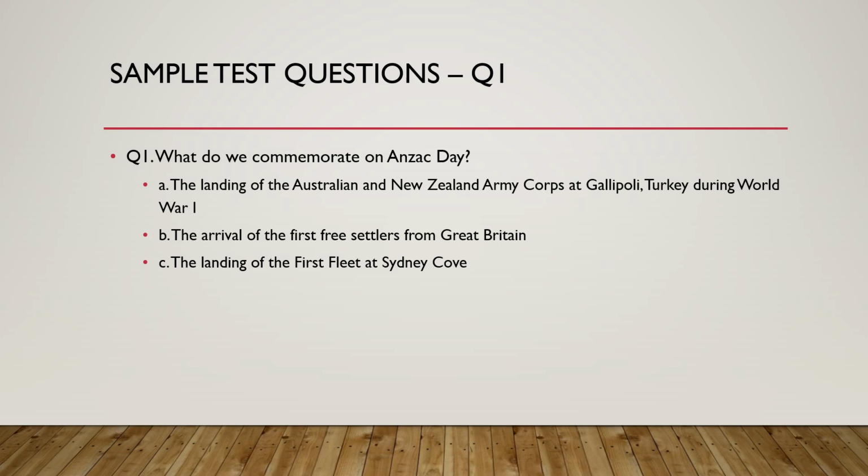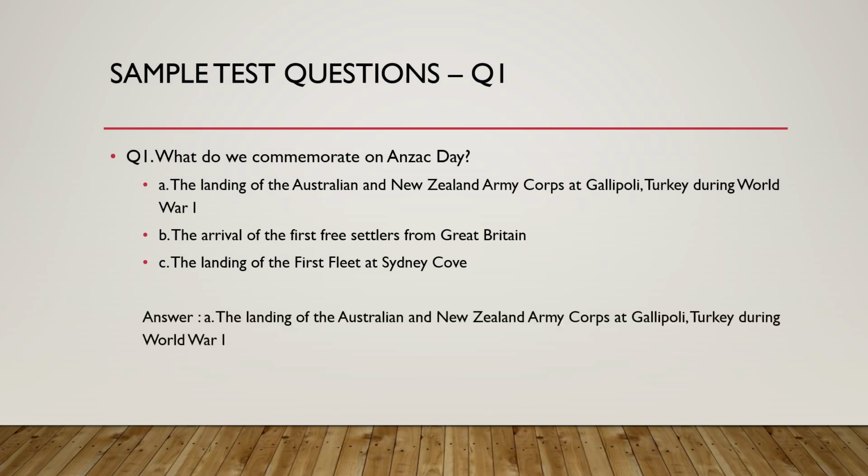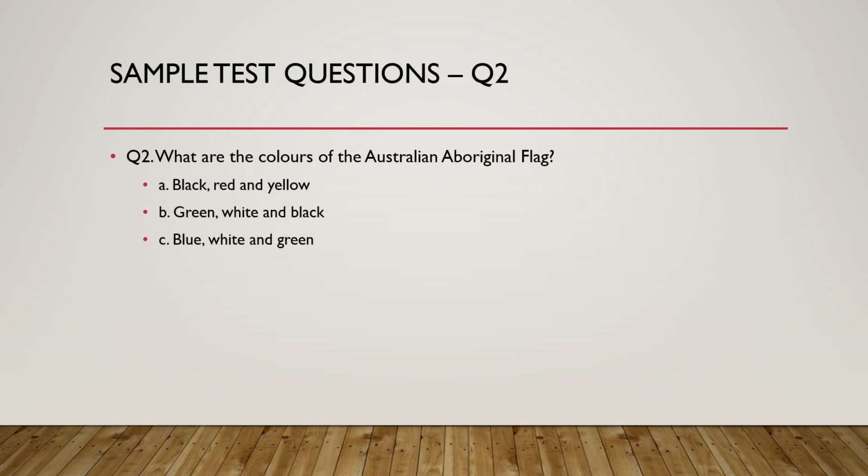So question 1 is, what do we commemorate on Anzac Day? Is it A, the landing of the Australian and New Zealand Army at Gallipoli, Turkey during World War I, B, the arrival of first settlers from Great Britain, or C, the landing of the First Fleet at Sydney Cove? So the answer is A, the landing of Australian and New Zealand Army Corps at Gallipoli, Turkey during World War I. Question 2 is, what are the colors of the Australian Aboriginal flag? Is it A, black, red and yellow, B, green, white and black, or C, blue, white and green? So the answer is A, black, red and yellow.